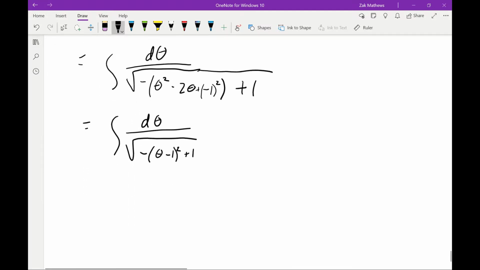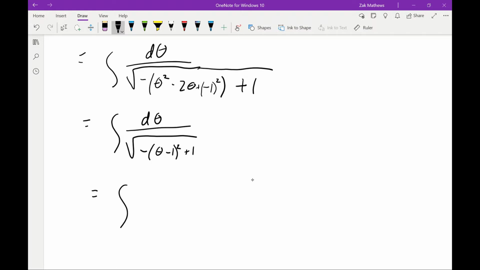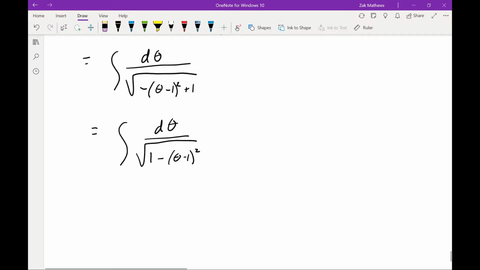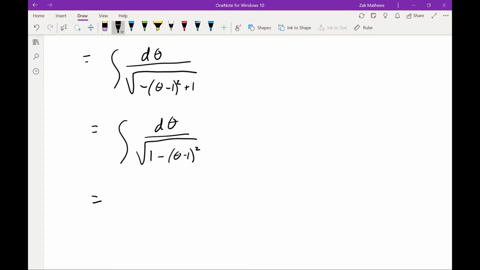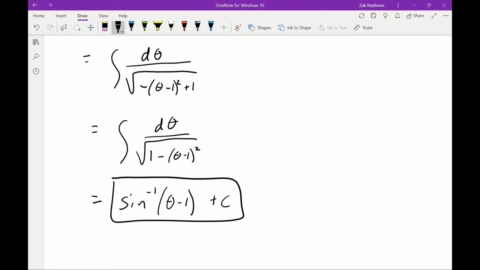And just to completely rewrite it in a format that we're more comfortable seeing, d theta over the square root of 1 minus theta minus 1 squared. And this is now something that we should recognize as the derivative of the inverse sine function: 1 over the square root of 1 minus x squared. Our x is just a little bit more complex. Now if we wanted to, we could do a u-substitution with this inner expression, but because the derivative of that inner function is just 1, it doesn't matter. So the antiderivative of this will be the inverse sine of theta minus 1. Then because it is an indefinite integral, we need that plus c.